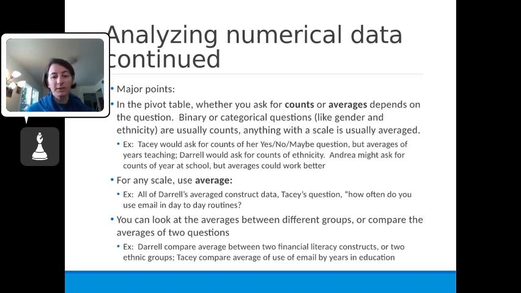All right. Daryl might want to compare between two financial literacy constructs. Are these respondents more likely to get the answer right when it's having to do with student loans, or one of the constructs, versus laws having to do with finances? Probably so, right? So those are some things that you can look at.